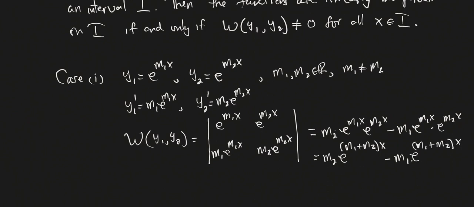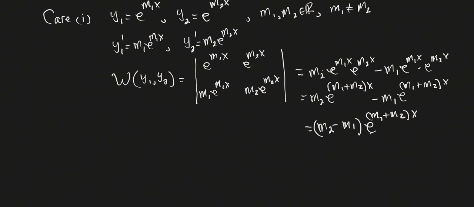But we have the same exponential. So what we have here is m2 minus m1, that quantity, times e to the (m1 plus m2)x. And what do we know about this? Well, let's think about it. This factor, because it's of the form e to some power of x, is never equal to 0. So this is non-zero.